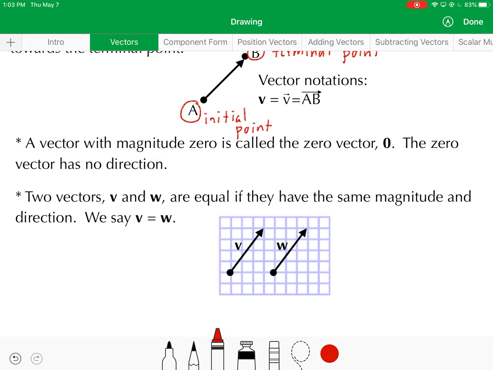Okay. So here I have pictured two vectors that are in fact equal to each other. Notice they're not positioned in the same location. Their initial points are not in the same spot, but they don't have to be in order to be considered equal to each other. Notice both of these vectors are of the same length and they're both pointing in the exact same direction, so they are said to be equal to each other.